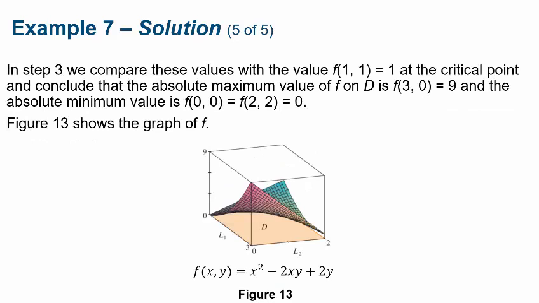So looking here, we can compare these values with the value of f of (1, 1), which is equal to 1 at the critical point, and conclude that the absolute maximum value of this function occurs at the point (3, 0), which is 9, and the absolute minimum value of this function occurs at (0, 0), which is also the same as (2, 2), which is 0. And you can see that from the graph here.